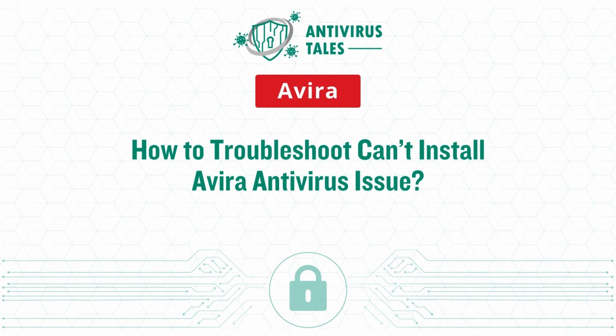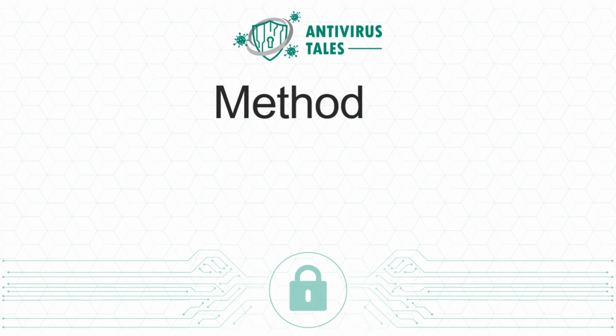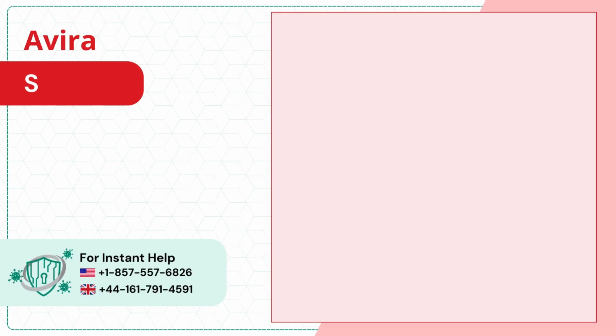How to troubleshoot can't install Avira antivirus issue. 2 quick solutions. Method 1. Check for system updates.